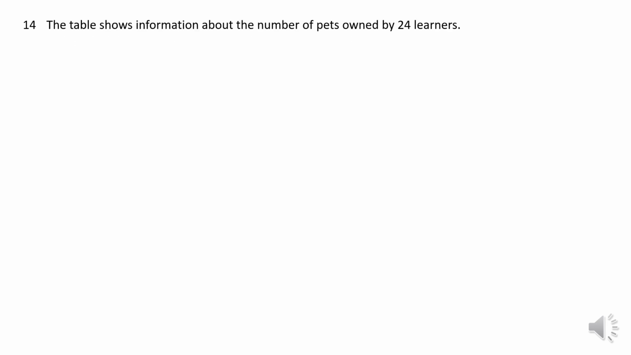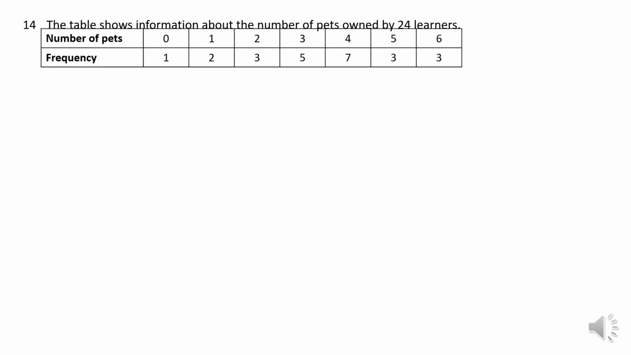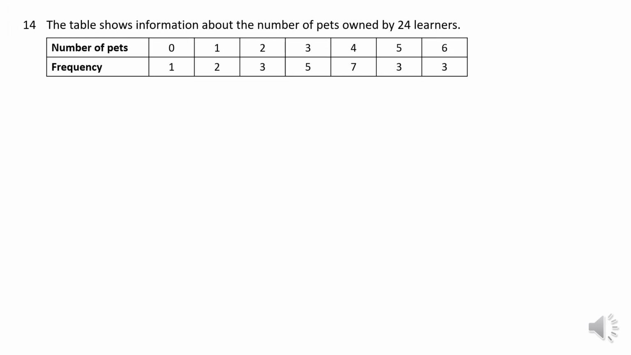Question 14. I have a table here. It shows the information about the number of pets that is owned by 24 learners. So 24 learners, if you add all of this, 1 plus 2 plus 3 plus 5, the frequencies, if you add them all up, what do you think you're going to get?